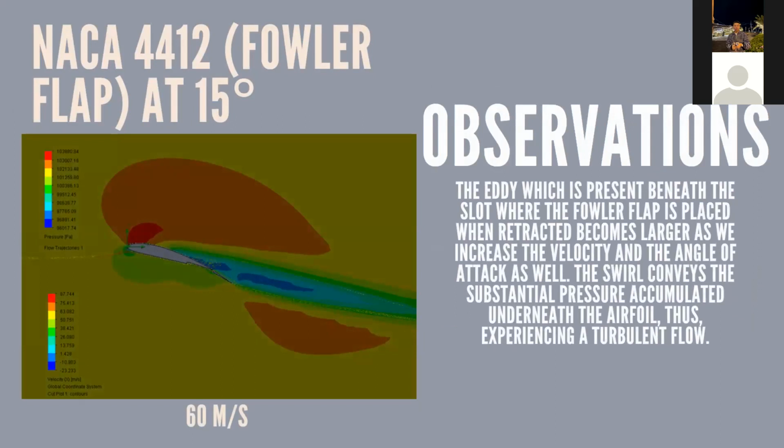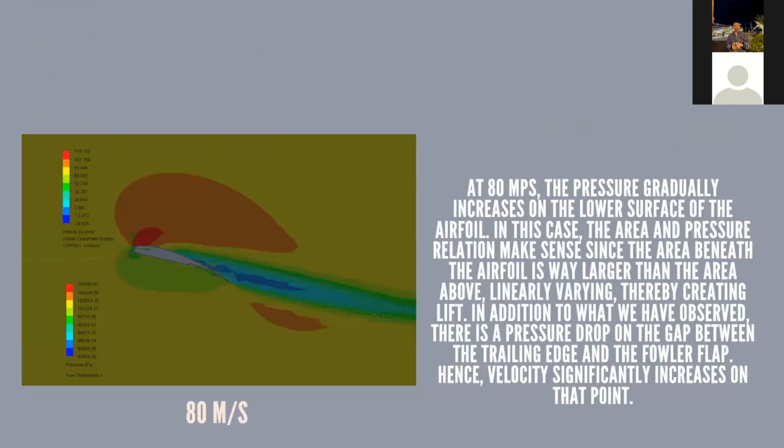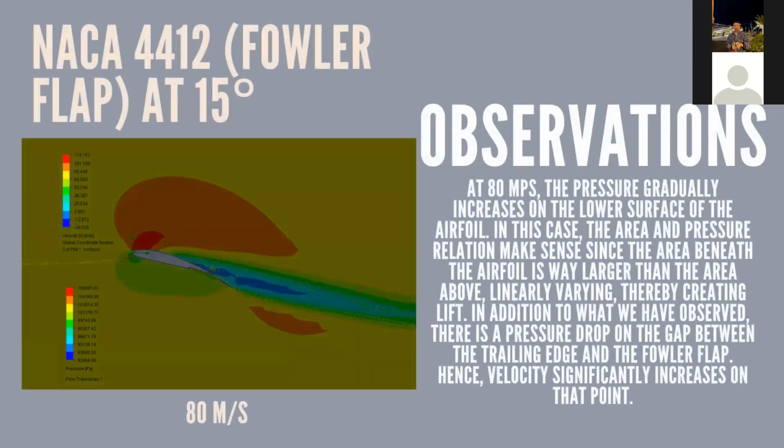So sa 60 ms naman, ang nag-vary lang dito is yung eddy current. So kapag pinabilis natin yung velocity, mas makikita natin na mas lalaki yung eddy current sa baba. Tsaka yung swirl sa baba din, mas visible na siya, which conveys the substantial pressure accumulated underneath the airfoil. So ayun nga, nagiging turbulent flow na siya from laminar. So lastly, for the pressure, the pressure gradually increases on the lower surface of the airfoil, which is visible naman din kasi tumaas na mismo yung value ng velocity at pressure natin.